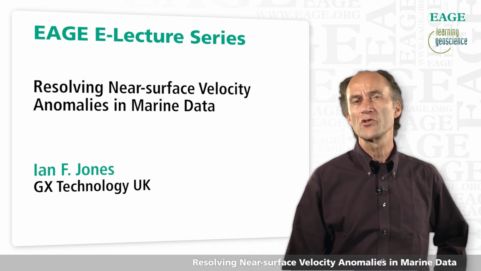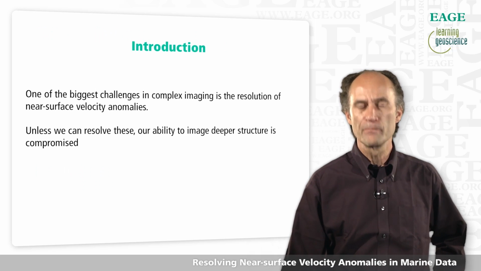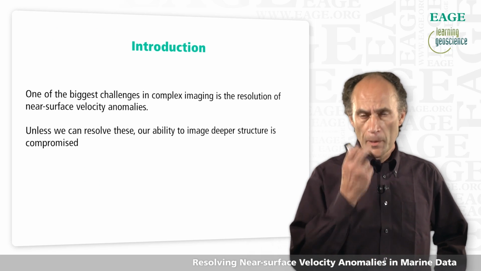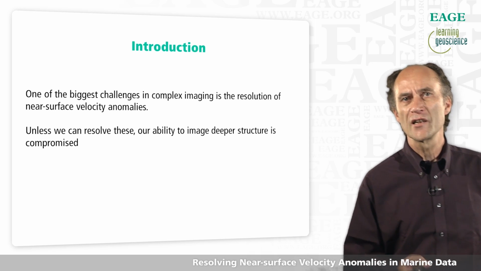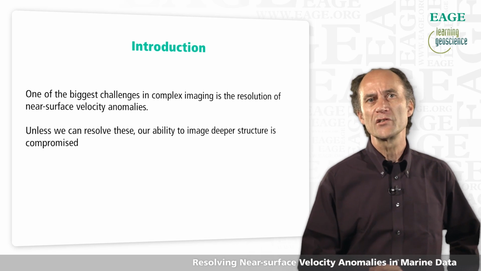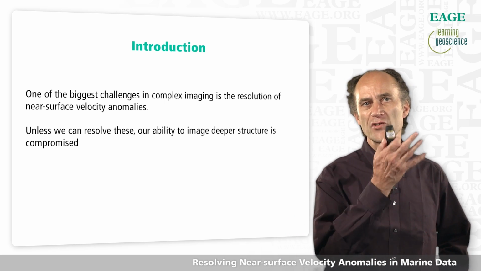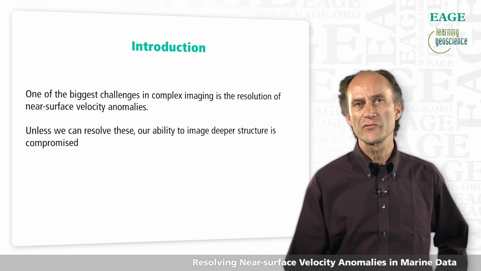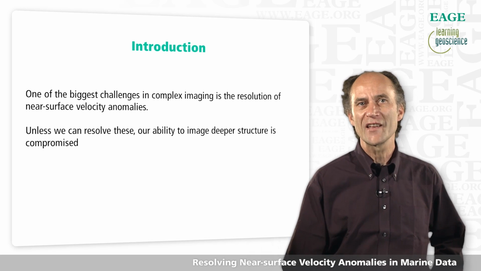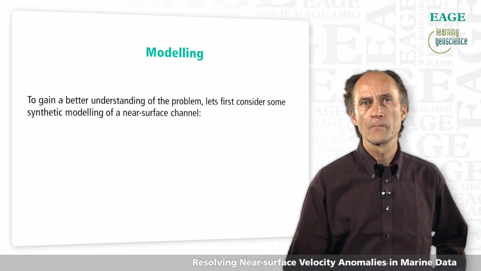Most of these techniques are approximate, none of them are exact, but from a pragmatic point of view, I'll review the different techniques we have available to us today. Now we all know that one of the biggest challenges we have is near-surface anomalies, and unless you can resolve them, your ability to image the deeper structure is going to be compromised, simply because waves pass through the near surface on their way down, then they reflect and come back through the near surface on the way to the receivers. So they get hit twice by near-surface anomalies. If you don't deal with them, you're in trouble.